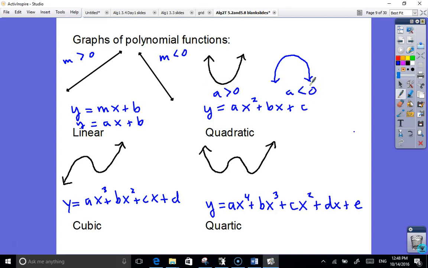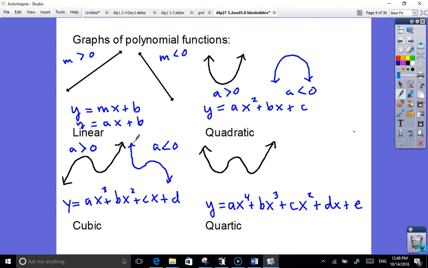Okay, well, the same thing is going to go for the cubic and the quartic. If a is greater than 0, then it's like it is right there. But if you had a less than 0, then it would start high and end up low. Like that.